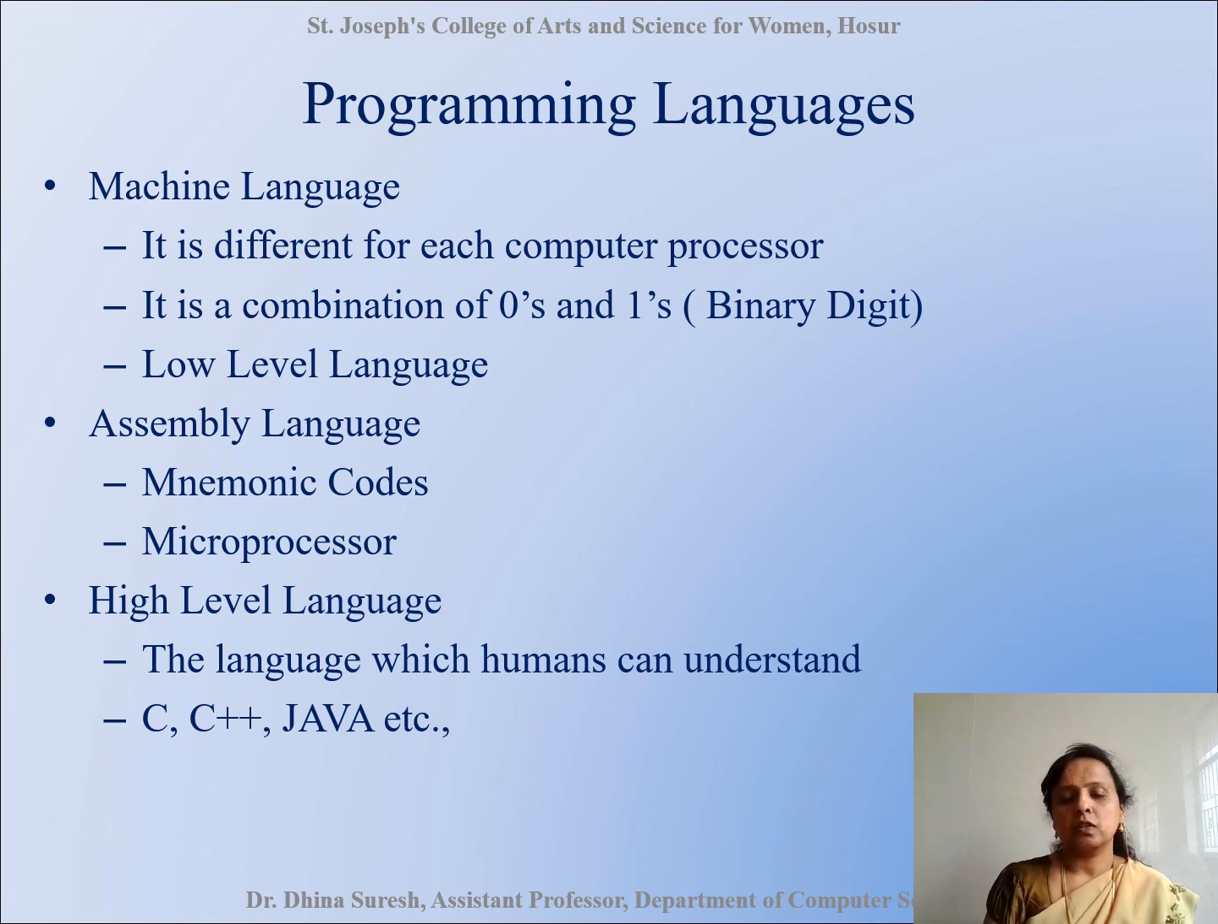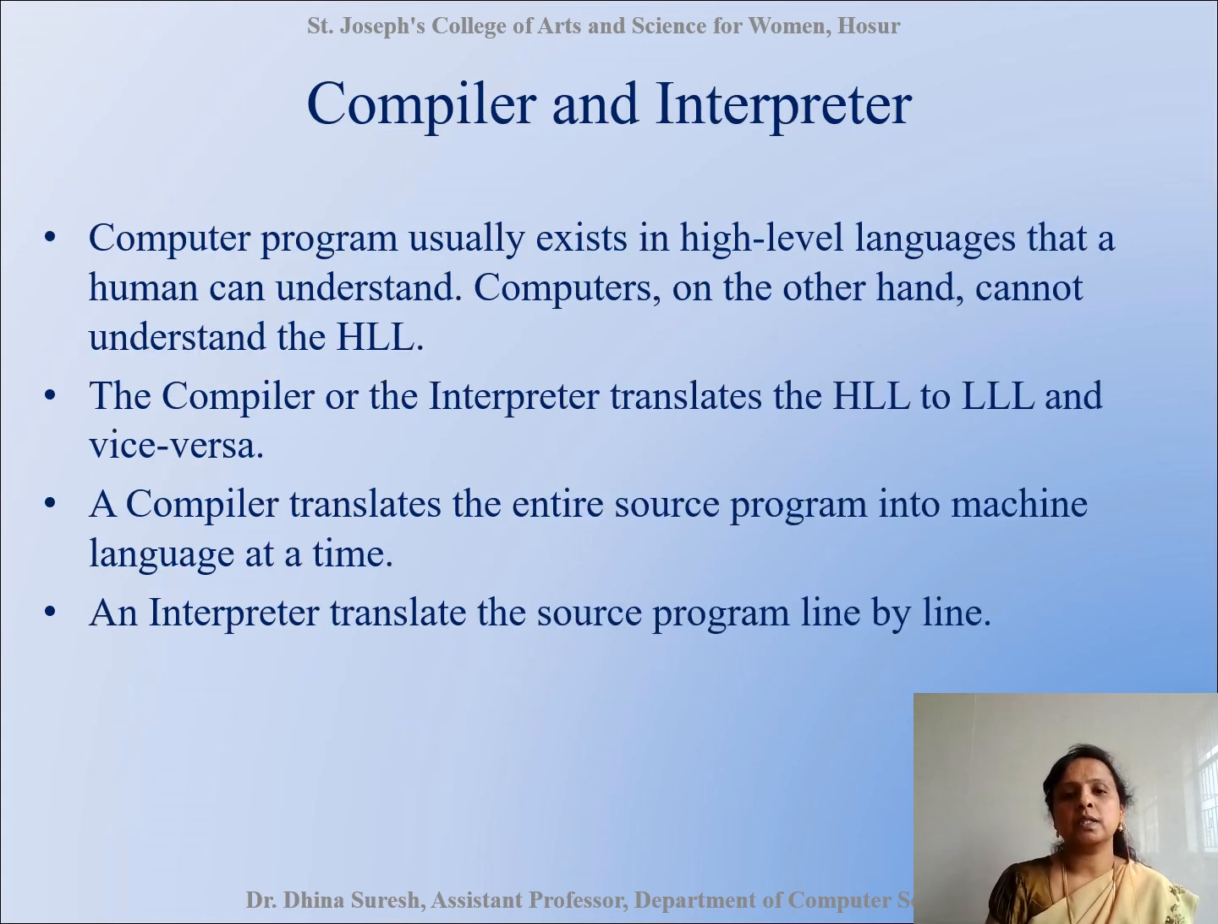Java, etc. So the concept here is that with machine language, only the machines can understand; with high-level language, only humans can understand. So there must be an intermediary between the machine language and the high-level language. So we use the concept called a compiler or interpreter. They are both translators which translate high level to low level and vice versa.